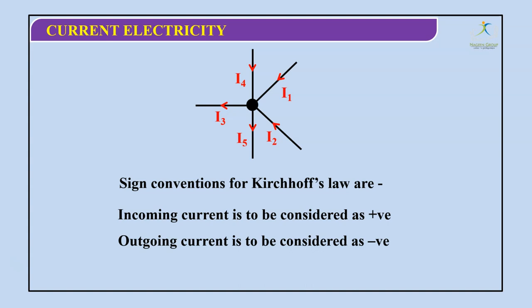I3, I5, I1, I4 and I2. As you can see over there, there will be some particular directions. So the incoming current we consider as positive, and the outgoing current we consider as negative.